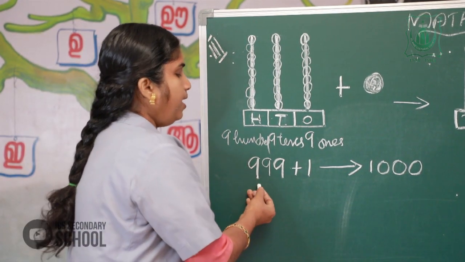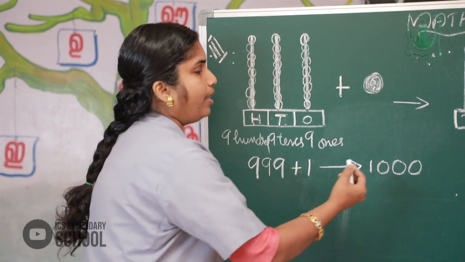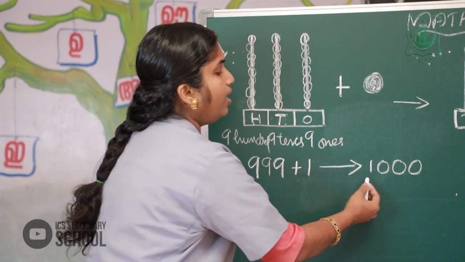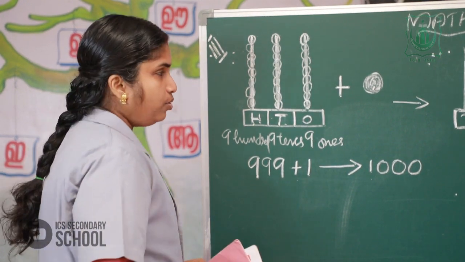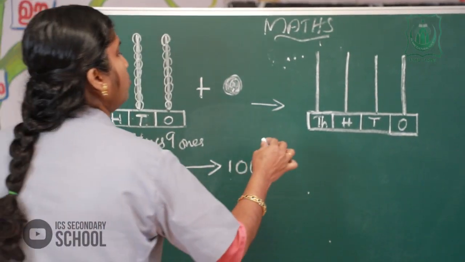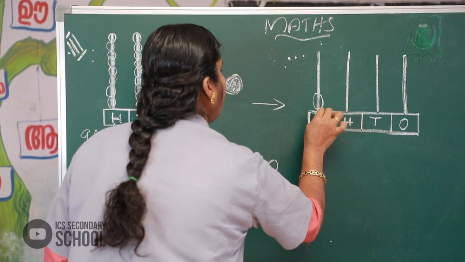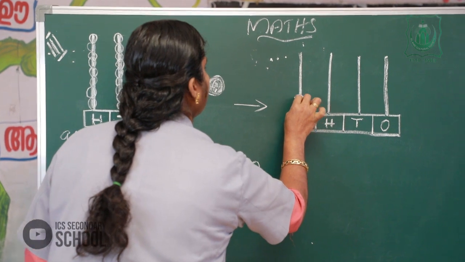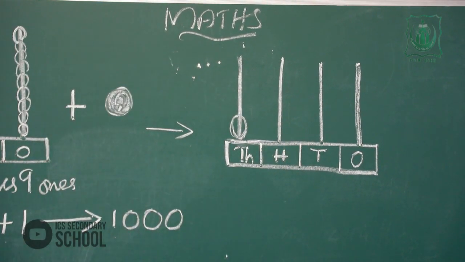We get 999 plus 1 is equal to 1000, which is the smallest 4-digit number. How to fill the 1000 in the spike abacus? We add only 1 bead on the 1000 place.